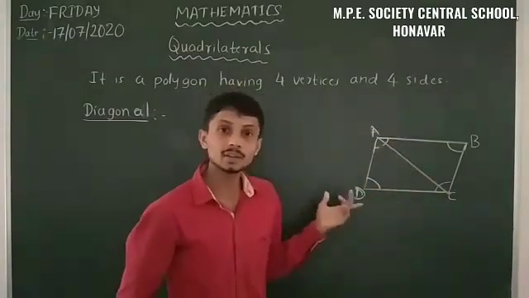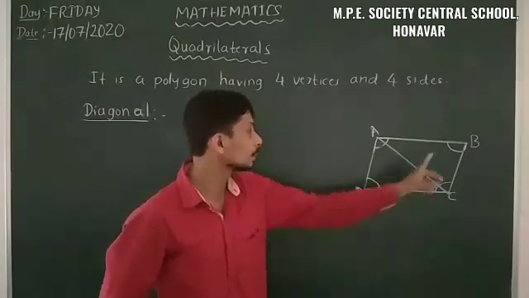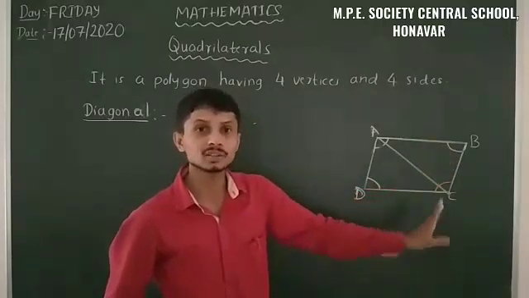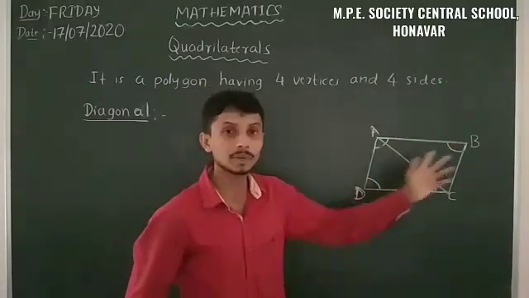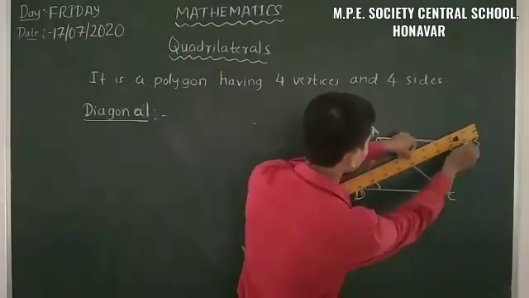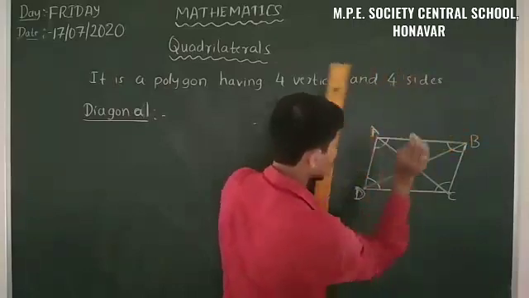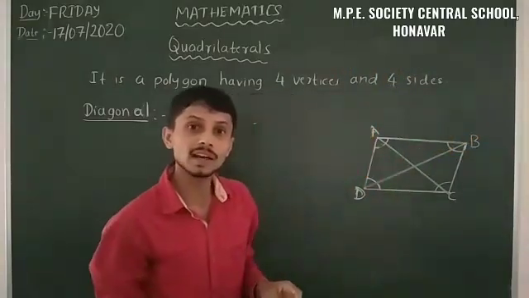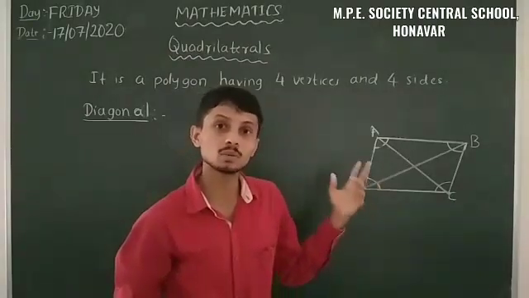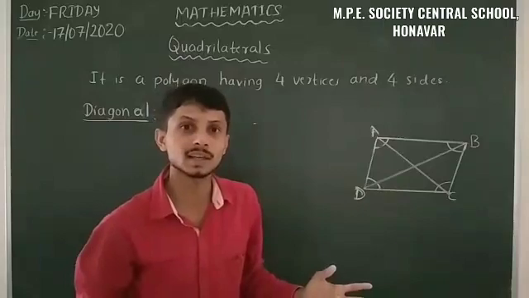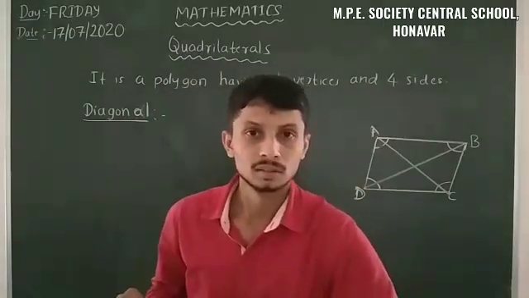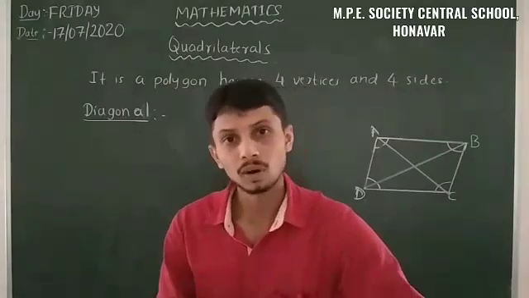Then another pair of non-consecutive vertices is B and D. There is no common side, so we have to join them with the line segment BD. So here I will join BD. Yes, so in a quadrilateral there are only two pairs of non-consecutive vertices. That means there are two diagonals in the quadrilateral.